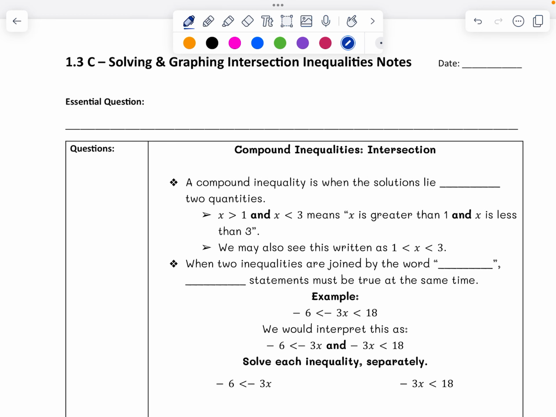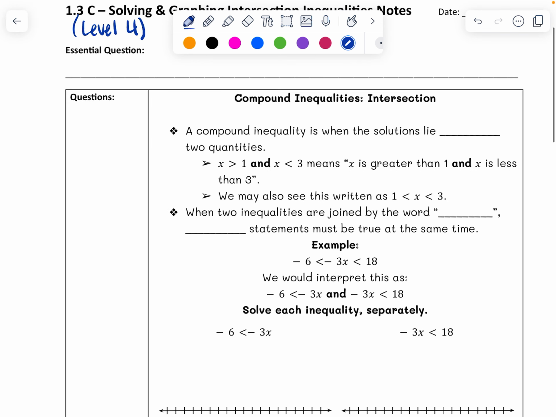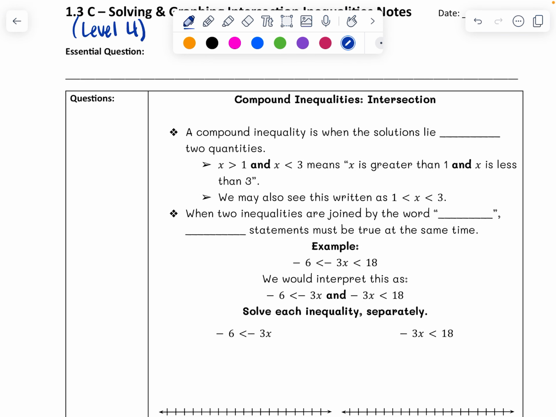Today we'll be doing notes for 1.3c, solving and graphing intersection inequalities. These are the types of problems you're going to see in level 4 on the test. A compound inequality is when the solutions lie between two quantities.